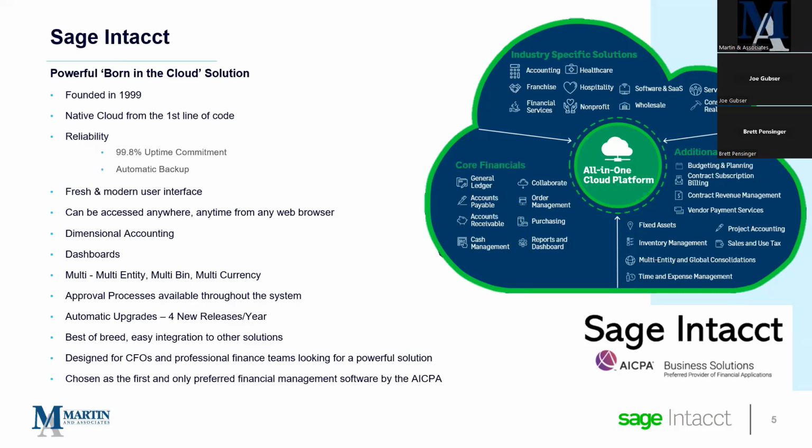Automatic upgrades. Sage Intacct releases 4 new releases each year, and they happen automatically. You will get an email letting you know that an upgrade's coming up. Everybody gets upgraded all at the same time across all the different servers that Sage Intacct has everything hosted on. But you'll know when it's happening.